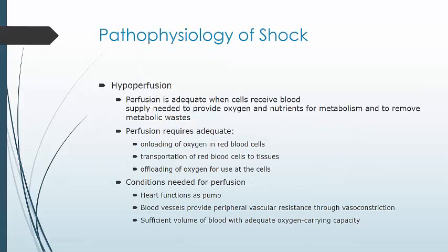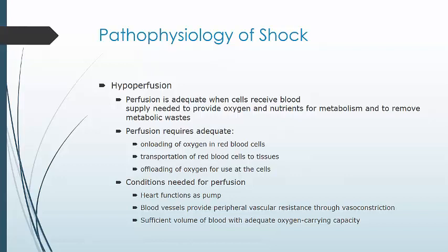So perfusion is adequate when every cell in the body gets the blood supply that it needs to provide the oxygen and the nutrients and to remove the metabolic waste. For this to happen, you've got to have at least these three conditions. You've got to have adequate onloading of oxygen onto the hemoglobin in the red blood cells. You've got to have adequate transportation of that oxygen-carrying red blood cell to the tissues, and you've got to have adequate offloading of oxygen for use at the cellular level. And if you're not familiar with that, there are things that can interfere with that. There is another lecture, a discussion about that.